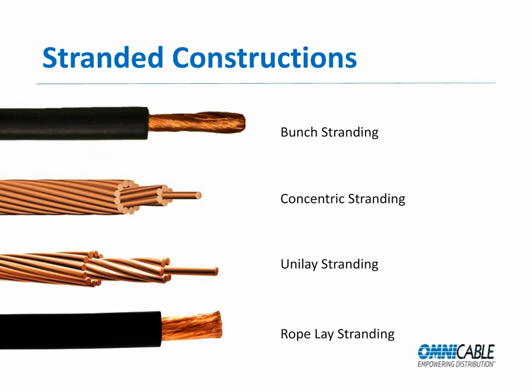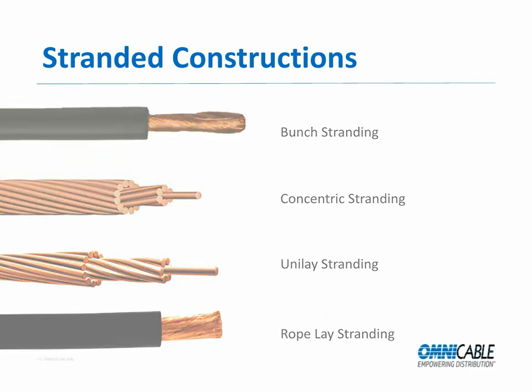Unilay stranding is the same as true concentric, except the lay length is the same in each layer. Normal direction of lay is left hand. Rope lay stranding is a concentrically stranded conductor, each of whose component strands are themselves stranded. A rope stranded conductor is described by giving the number of groups laid together to form the rope along with the number of wires in each group.